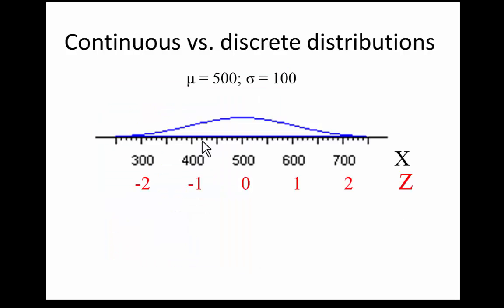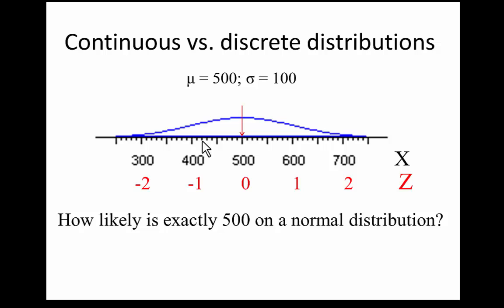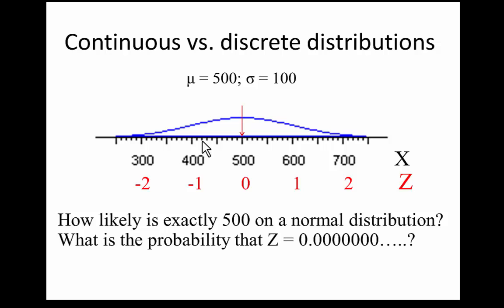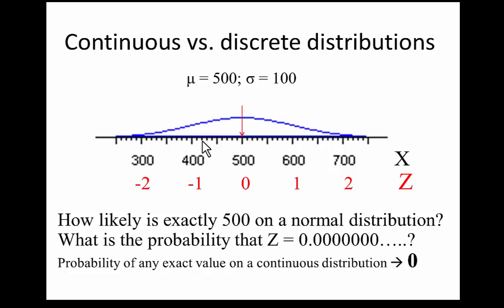The distinction between continuous and discrete distributions can be very important. The normal distribution is a smooth, continuous distribution. So consider this example where we have a nice normal distribution with a mean of 500 and a standard deviation of 100. Question: how likely is it to find a score of 500 exactly on a normal distribution? We might convert to a z-score. Then the question is, what's the probability that z is equal to 0.0000 exactly? Well, obviously it's vanishingly small. The probability of any exact value on a continuous distribution approaches zero. Well, so then how can we use a normal distribution to find probabilities?